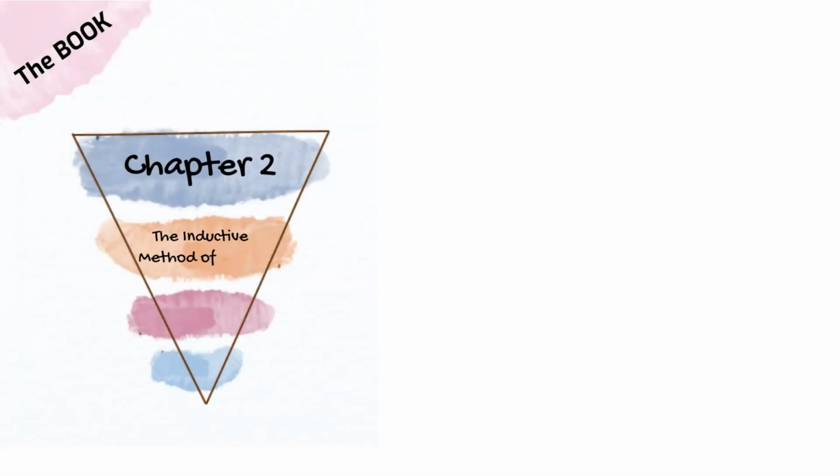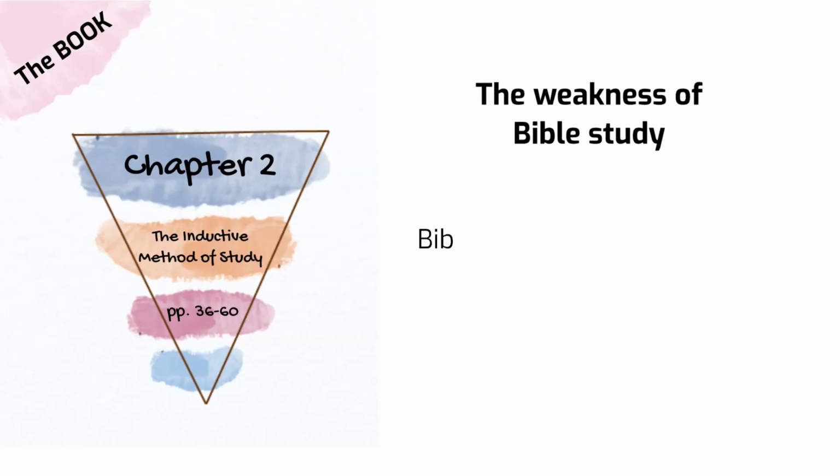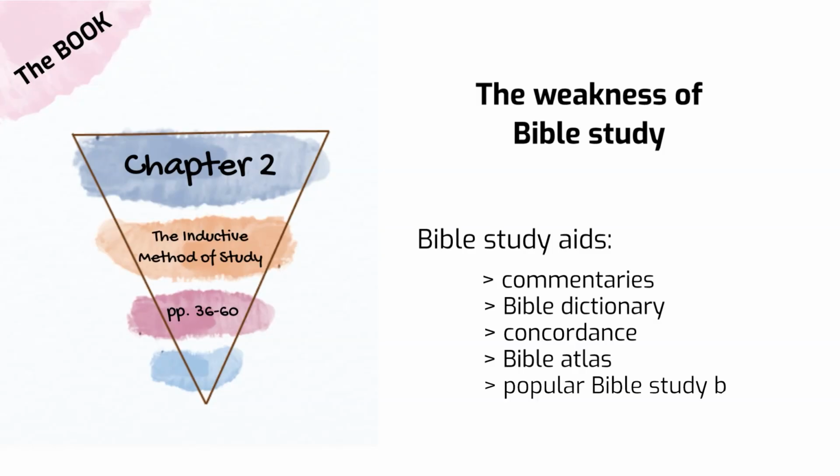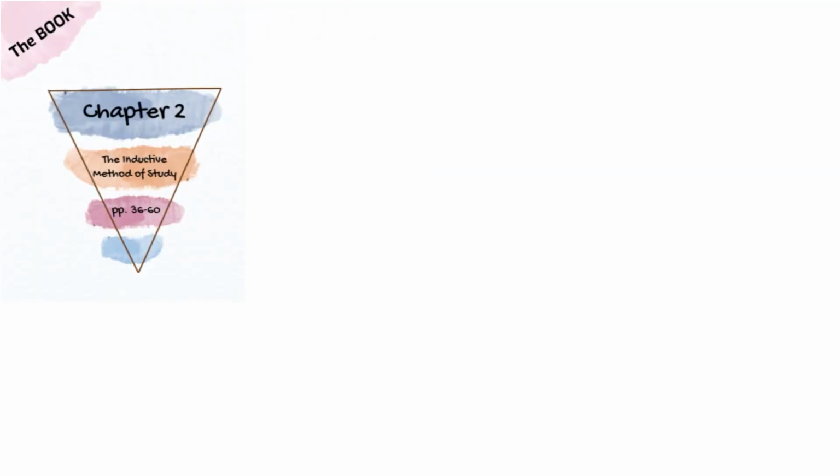Chapter 2 is the inductive method of study, beginning on page 36. It begins with a brief history of the inductive method. At first glance, the heading here doesn't make sense. The weakness of Bible study? These Bible study aids listed are not a weakness, are they? Commentaries, Bible dictionary, concordance, Bible atlas, popular Bible study books. They're usually a great resource for Bible study, right?